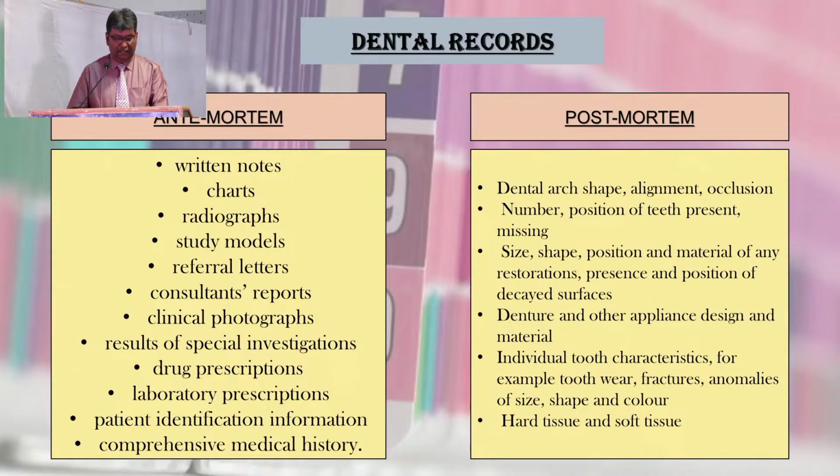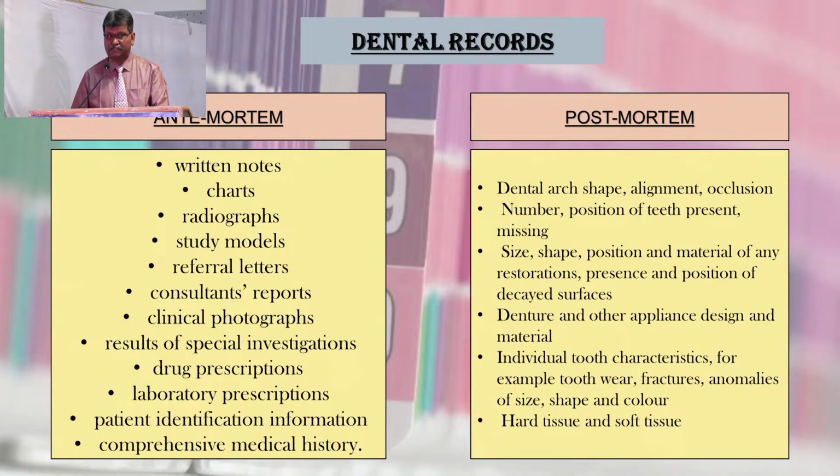Dental records broadly divide into two parts, antemortem and postmortem. In the antemortem records, you should have written notes, radiographs, study models, referrals, photographs, and sometimes special investigations with their results, drug prescriptions, laboratory reports, patient identification information, and a comprehensive medical history.